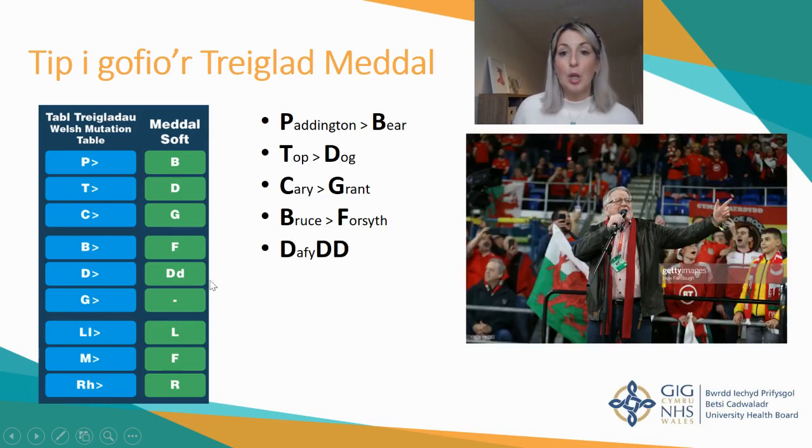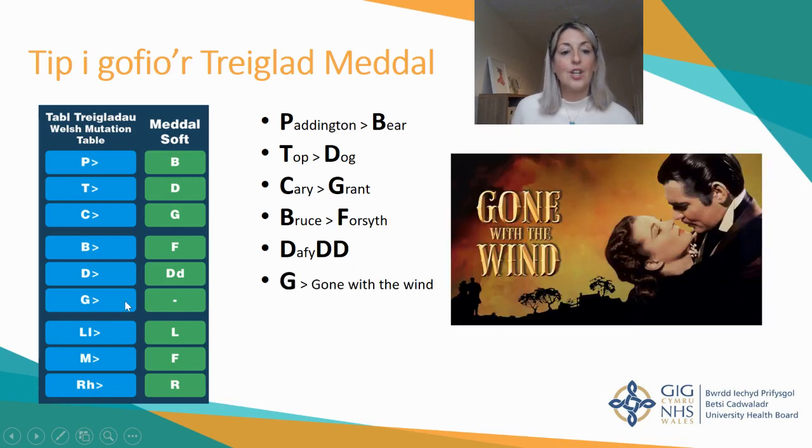Dafydd. So the D doubles to a double D. So think of the Cymraeg name, the Welsh name Dafydd. The beginning of the name is a singular D, and it mutates to a double D. And when I think of a Dafydd, I think of this Welsh legend, Dafydd Iwan. So the D doubles to a double D. G, you'll see here, there's just a dash, and that means that we omit, we get rid of the G. So gone with the wind. It disappears. You drop the G. It's gone. Gone with the wind.